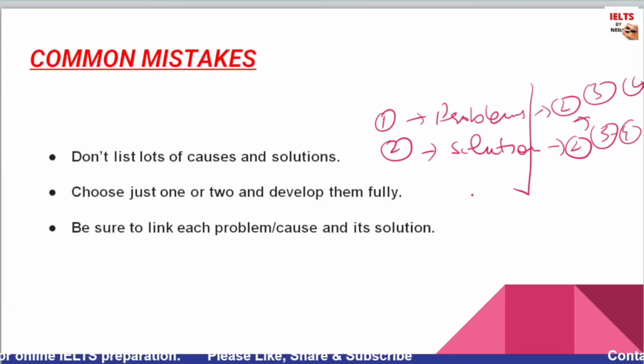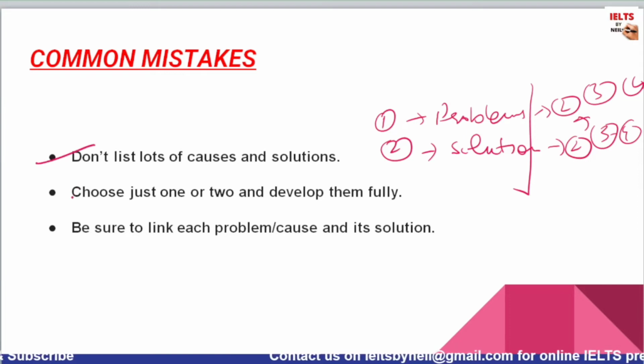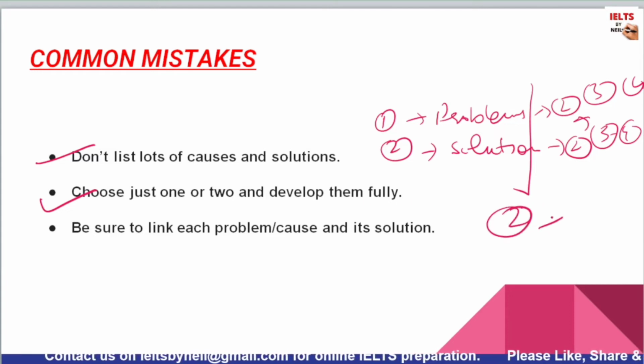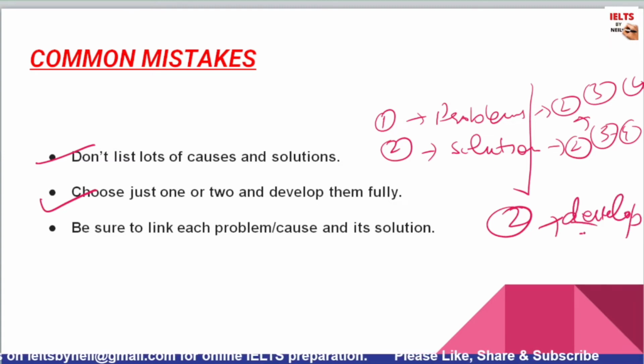So we don't have to give too many problems or too many solutions. Okay, just stick to 2 problems and 2 solutions, and that's it. So first one, don't list lots of causes and solutions. Next one is choose 1 or 2 and develop them fully. As I've told you here, you just have to choose 2 and you have to develop them. You can also give examples to explain them.